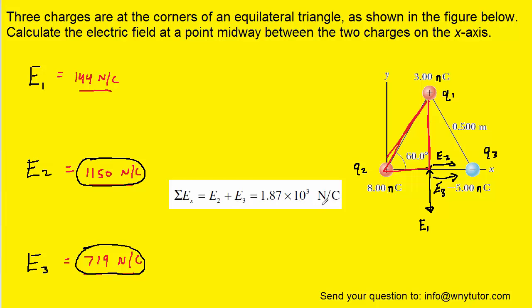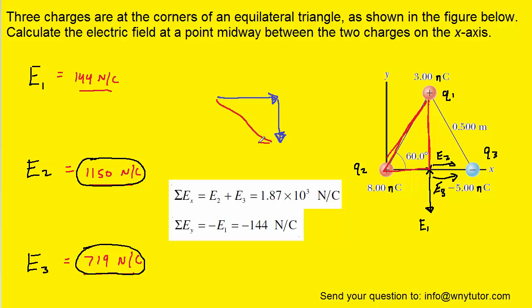The total electric field in the y direction is simply the electric field marked E1. And so here is that electric field. So in essence, we have an electric field pointing in the x direction to the right, and then another electric field pointing in the y direction downward. What we need is the total or resultant electric field, which would be the hypotenuse of this right triangle. So we're going to use Pythagorean theorem now to find the magnitude of the hypotenuse of this triangle.